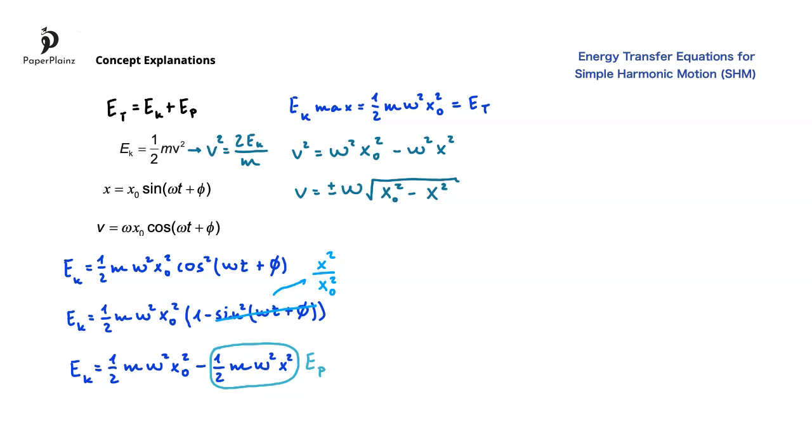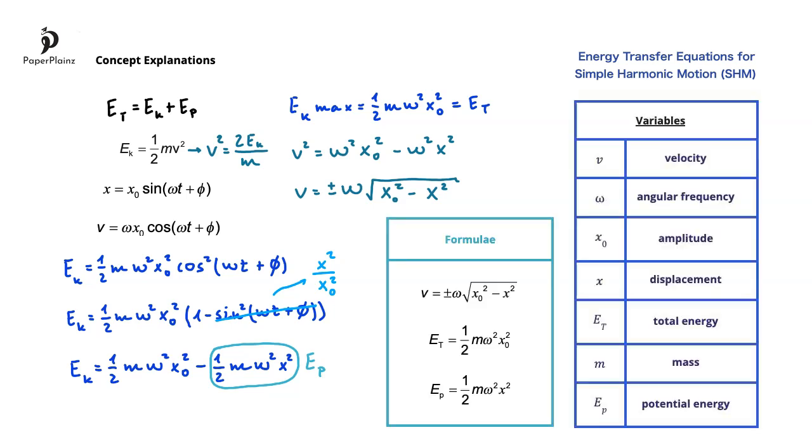To complete our video, let's summarize the formulae that we learned here, and let's add the variables. Note that the kinetic energy formula is not directly given in the data booklet, however, it is simply the difference between the total energy and the potential energy. With this, we have completed our learning about energy transfer equations for simple harmonic motion.